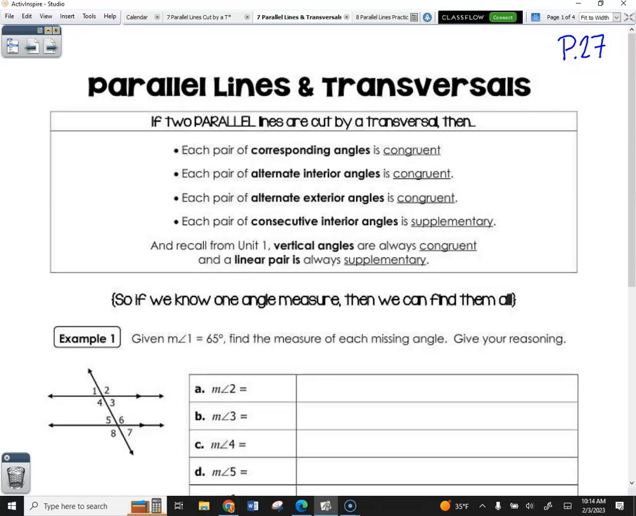Just a reminder up here, they are telling you, hey, remember, corresponding angles are congruent, alternate interiors congruent. Same side or consecutive. Consecutive is another way of saying same side. They are supplementary. That means they add to equal 180. And then, of course, vertical angles are congruent. And then any linear pair is supplementary. Okay.